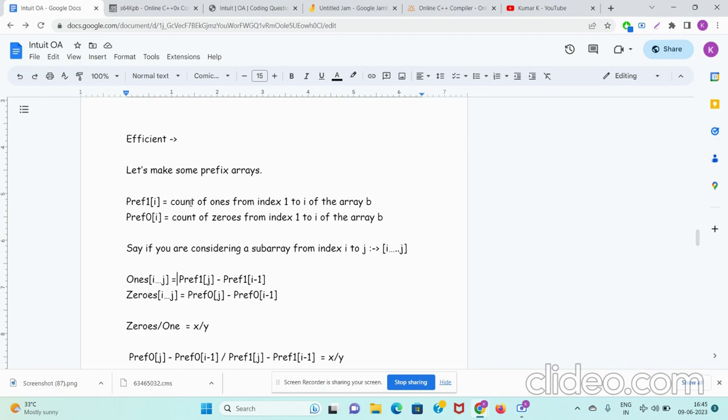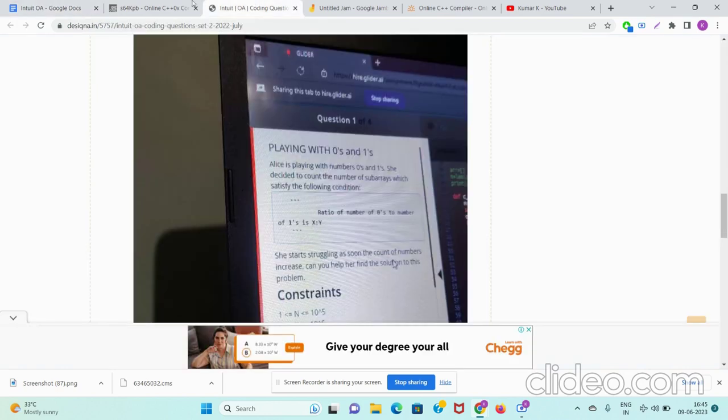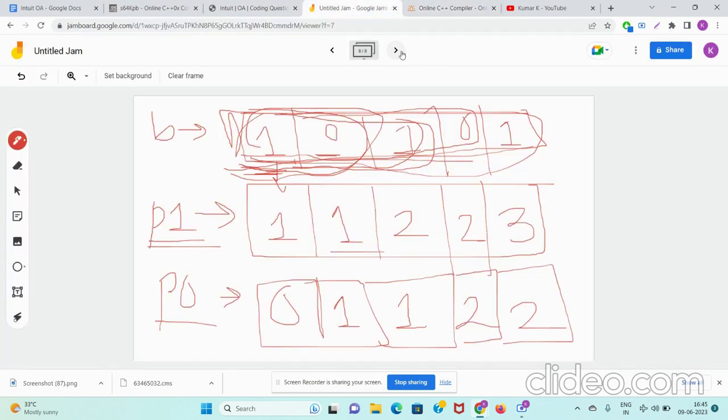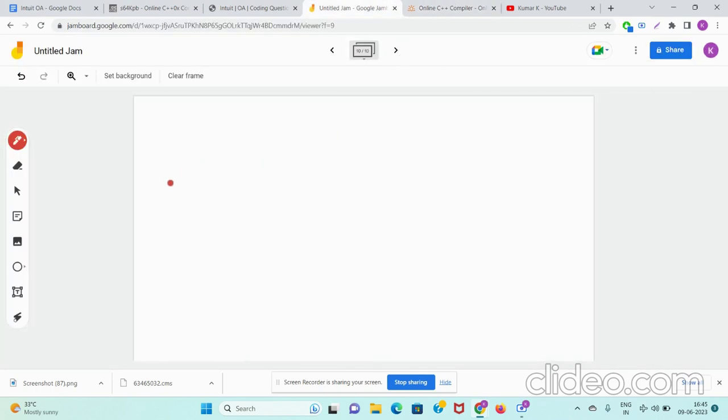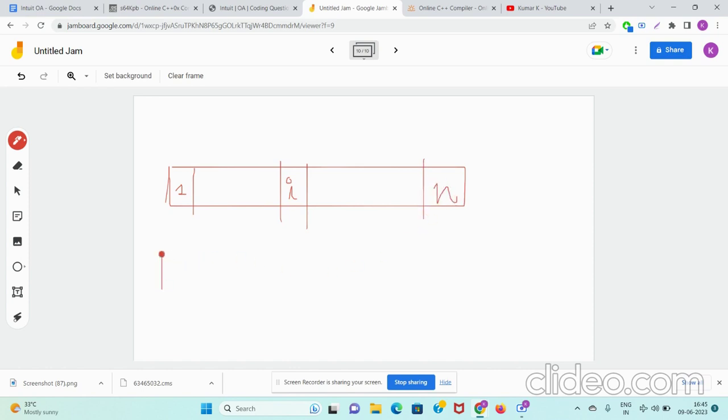So guys, how will you know the number? You always know the number of ones from 1 to I. Say the array is starting at index 1. Somewhere in the middle there is an index I, and this is index n. So how many ones are there from 1 to I? Prefix 1 of I will give you the count of ones from 1 to I.